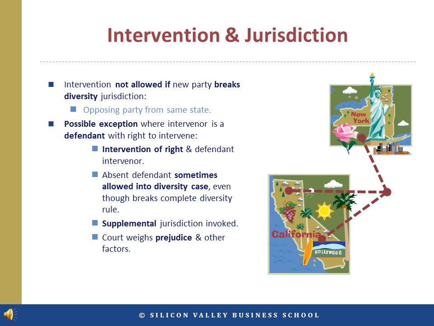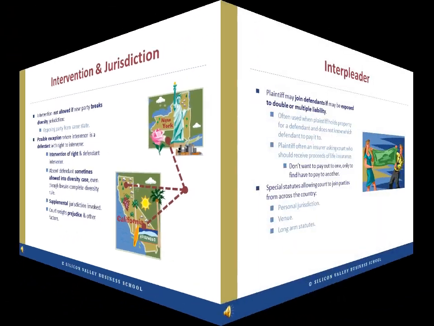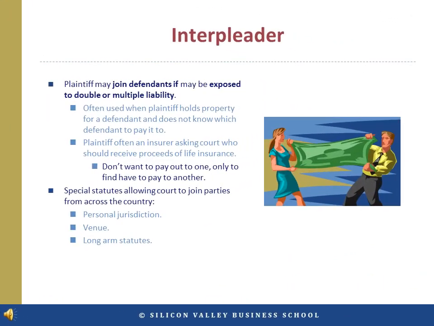Intervention can be allowed via the invocation of supplemental jurisdiction after the court has weighed issues of prejudice and other factors. Where an insurer could be liable to pay out twice on the same policy, perhaps involving a dispute as to who should receive the proceeds of a life insurance policy, the insurer does not want to pay one party only to find it's liable to pay the other party. This would expose the company to double liability.